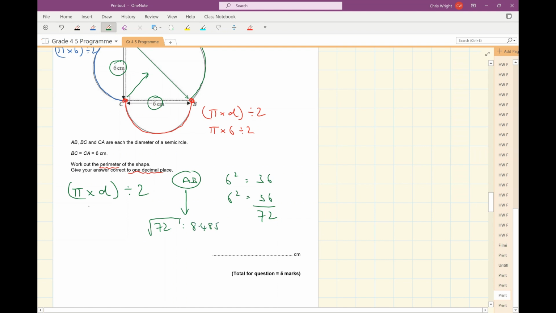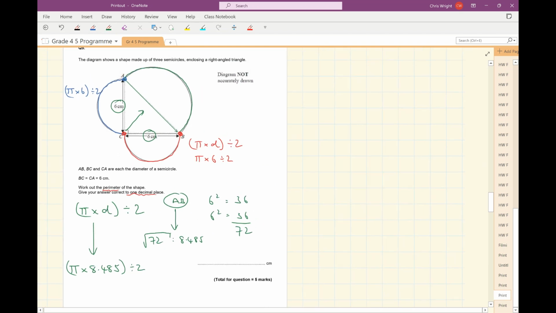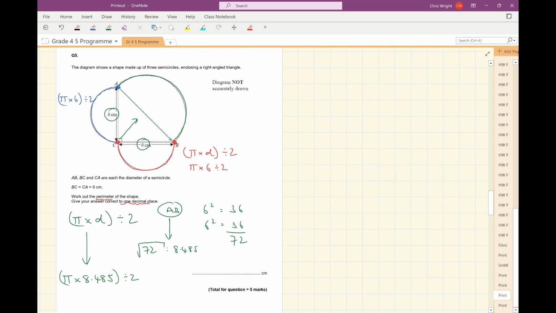8.485. So it's going to be pi times 8.485 divided by 2. Okay, so I think now I can work out the perimeter of the shape. It's going to be pi times 6 divided by 2 plus pi times 6 divided by 2 plus pi times 8.485 divided by 2. Let's work out all of those, shall we? So I'm just doing it on my calculator, really.